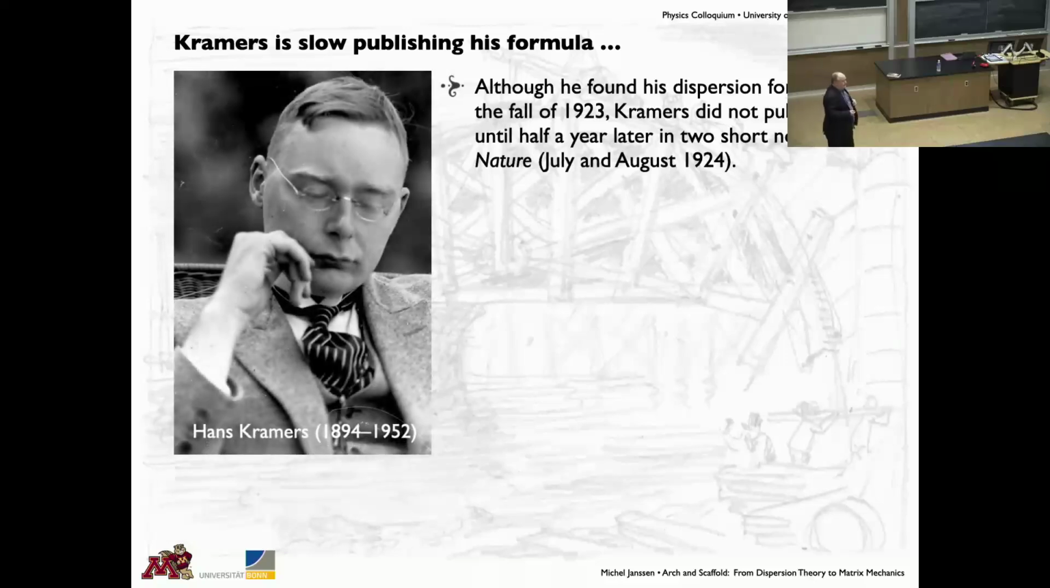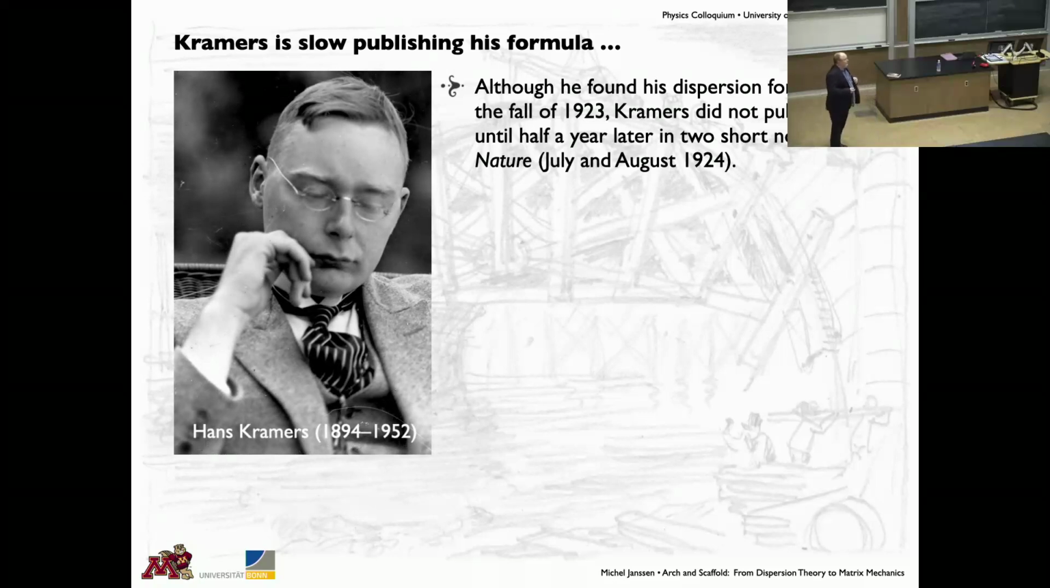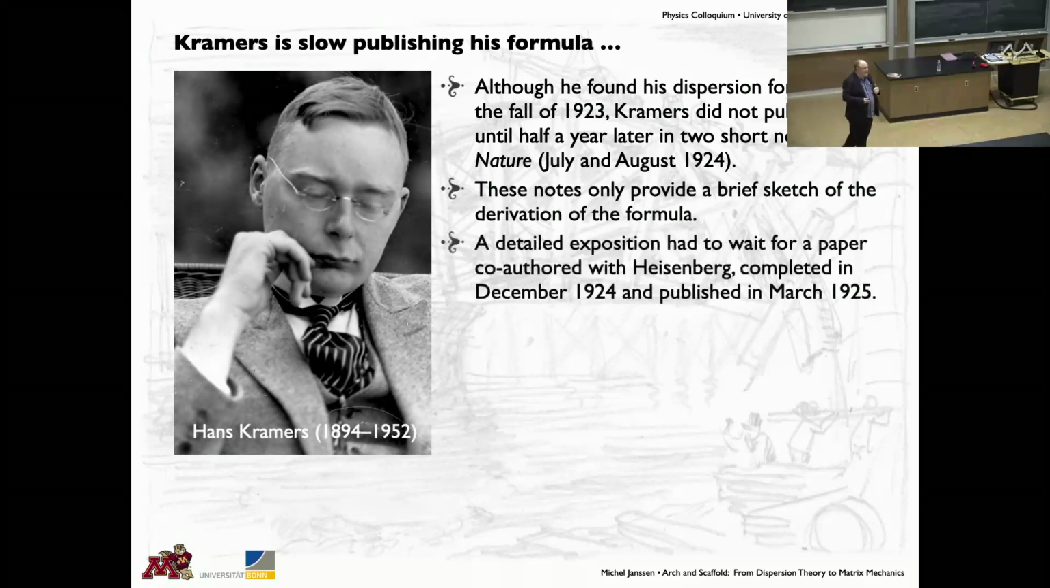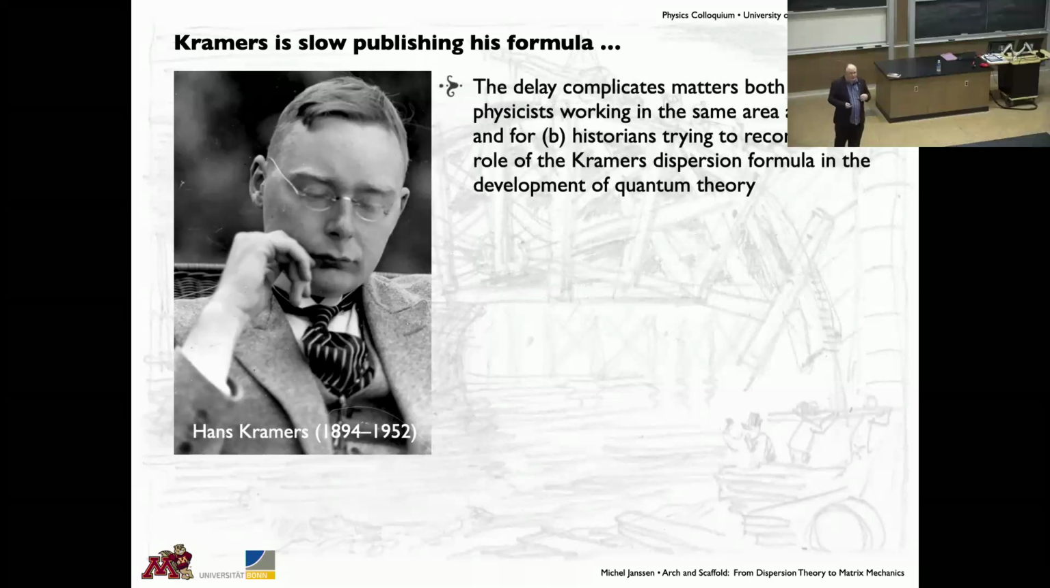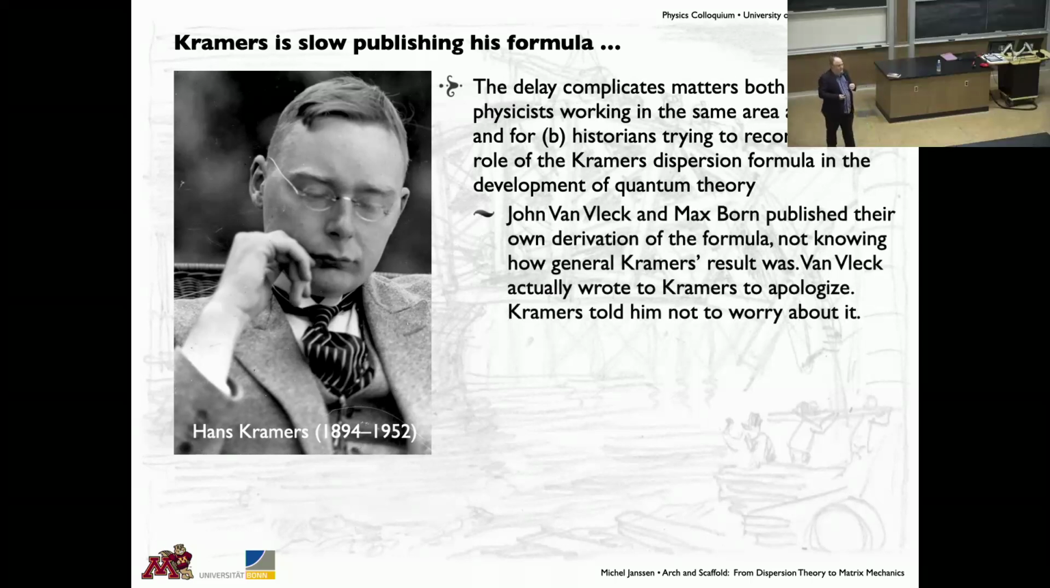And now, the problem for historians is that Kramers was very slow in publishing that formula. He found it somewhere in the fall of 1923, but it's not till July of 24 that he puts short notes in Nature that really don't give the derivation, and it's really only in early 1925, in a paper co-authored with Heisenberg, that will become important, that he works this out. This causes problems both for physicists working in this area at the time and for historians like me trying to reconstruct what happened. For instance, both John van Vleck, much more on him later, and Max Born published derivations of this Kramers dispersion formula before Kramers himself had. And van Vleck actually wrote to Kramers apologizing, and Kramers said, well, don't worry about it, I haven't got around to this.